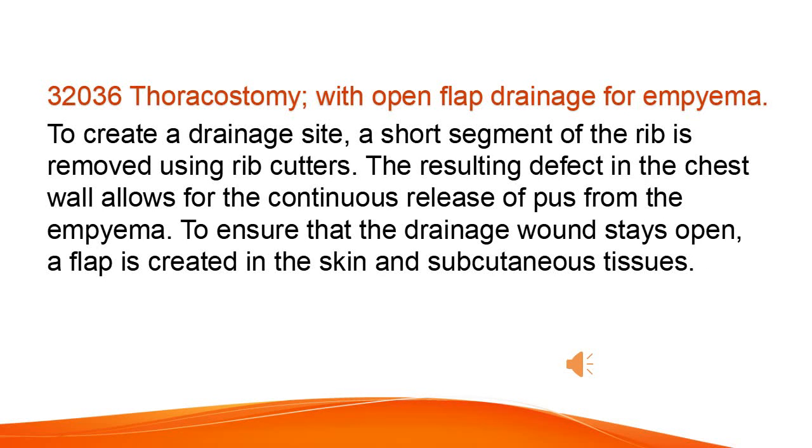Thoracostomy, with open flap drainage for empyema. To create a drainage site, a short segment of the rib is removed using rib cutters. The resulting defect in the chest wall allows for the continuous release of pus from the empyema. To ensure that the drainage wound stays open, a flap is created in the skin and subcutaneous tissues.